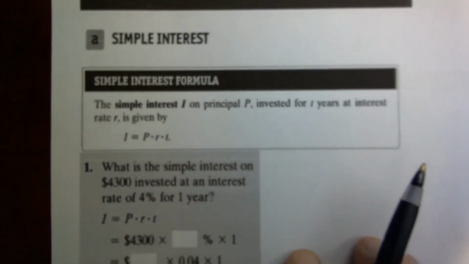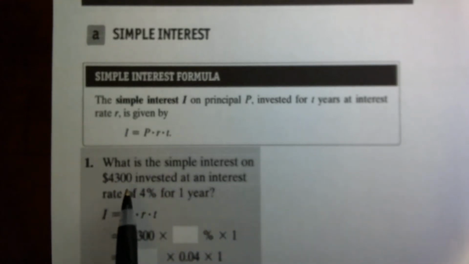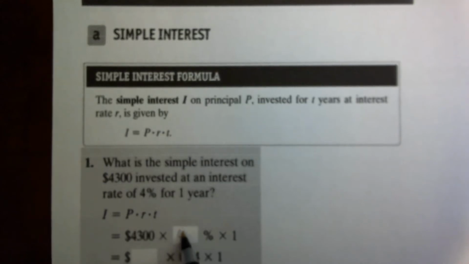So here's the first question. What is the simple interest on $4,300 invested at an interest rate of 4% for 1 year? When we follow the formula I for interest equals P times R times T, then the principal is $4,300, the interest rate is 4%, and the time is 1 year. That's where the 1 comes from.